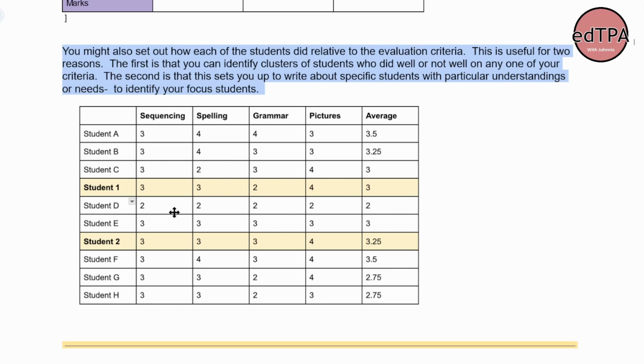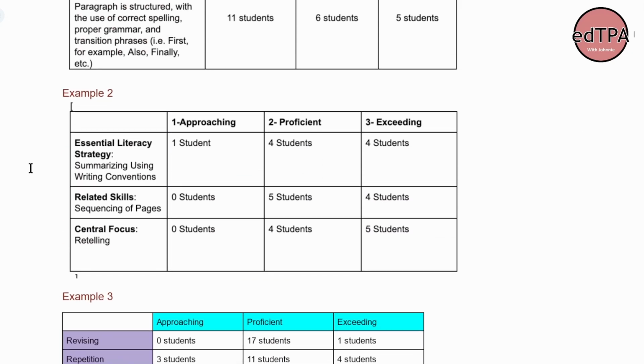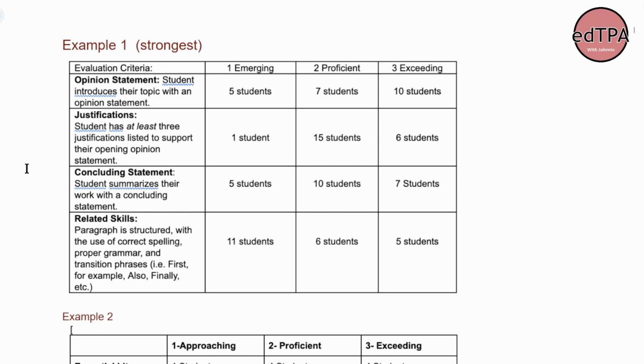We can see that student D did not do as strongly across all of them, so we might want to think about that. The other way to look at this is to see which criteria are stronger and weaker. So for instance, pictures, there were a number of 4s. But if we look at grammar, there were a number of 2s. So maybe you want to write about what happened with grammar and talk about how well they did by pictures. So this is more of a line item analysis. Okay. And so these are examples of the tables you might use for this task. And again, this is the strongest one.